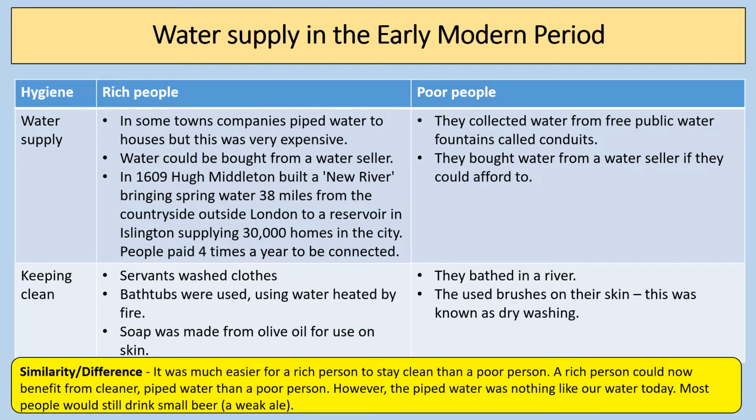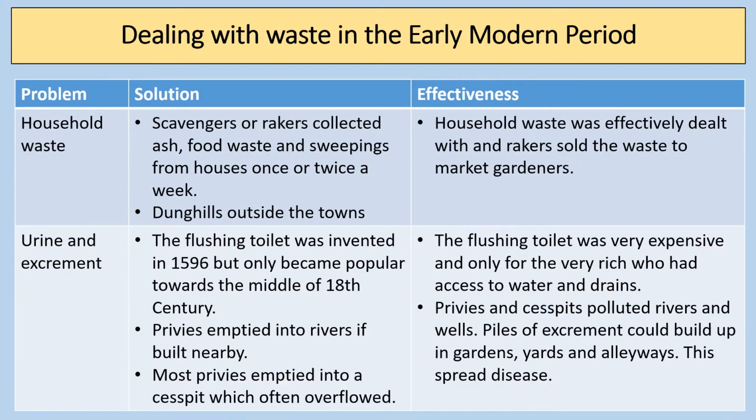So in summary, if you think about the second order concept of similarity and difference, it was much easier for a rich person to stay clean than a poor person. A rich person could now benefit from clean and piped water, but a poor person couldn't. The piped water is nothing like our water today. Most people would still drink what was called small beer, which was a weak ale during this time. So it's pretty rare really to be drinking water during this time. The brewing process would, they didn't know this at the time, but it would kill the germs.